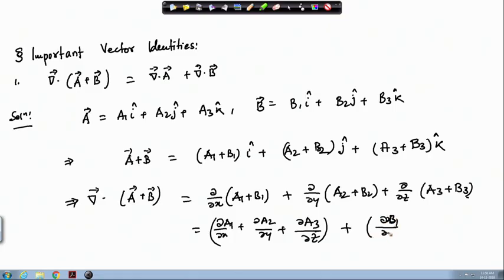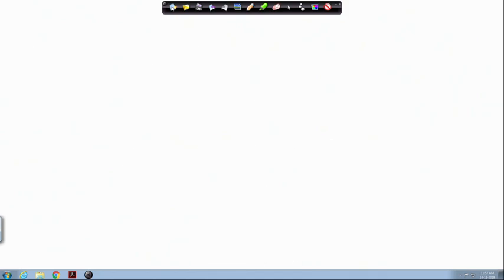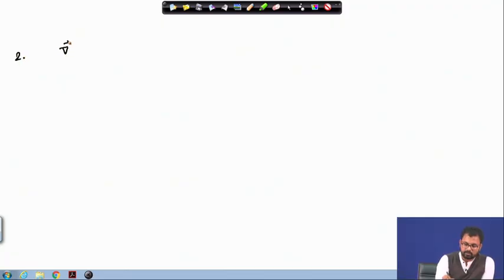So, we can separate the terms for a1, a2, a3 at one place, and del del x of b1, del del y of b2 and del del z of b3. So, now this is nothing but our divergence of a, and this is nothing but our divergence of b, and this is what we needed to prove. So, divergence of the sum is equal to sum of the divergence. This result follows.